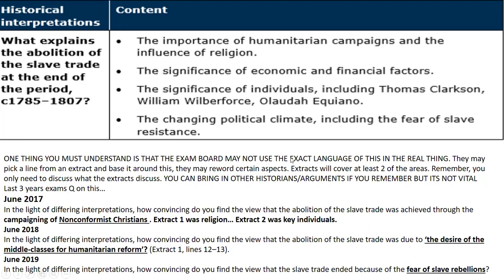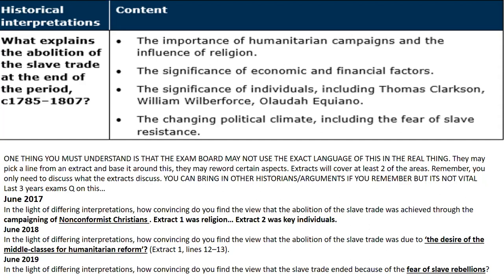Now, the extracts will cover at least 2 of the areas. Remember, you only need to discuss what the extracts discuss. You can bring in other historians and arguments, but it's not vital. To get to the top level of level 5, the exam board want you to understand what the extracts say, develop what's convincing about them, develop what is less convincing about them, and then make a comparison. And overall, the exam board want you to look at the 2 extracts and say, which one do you think is the more convincing extract about why the slave trade was abolished?